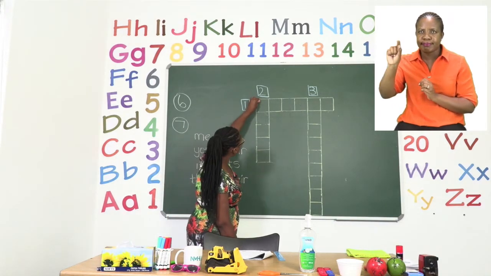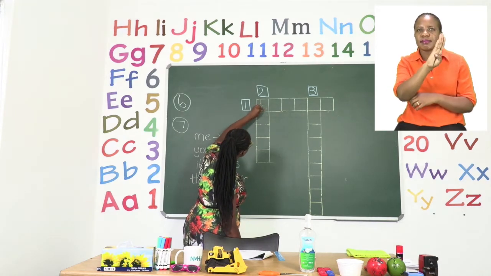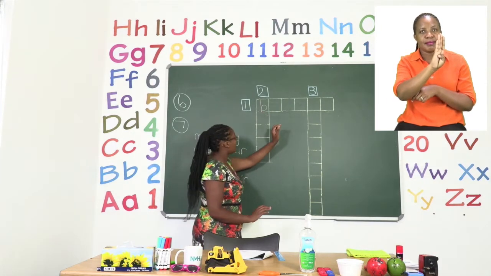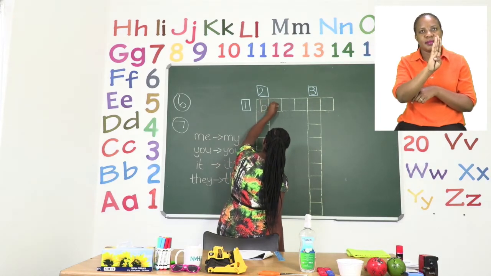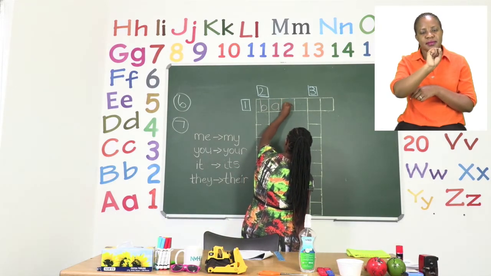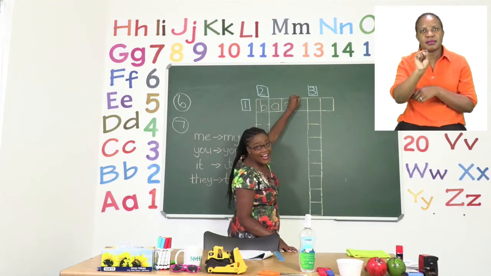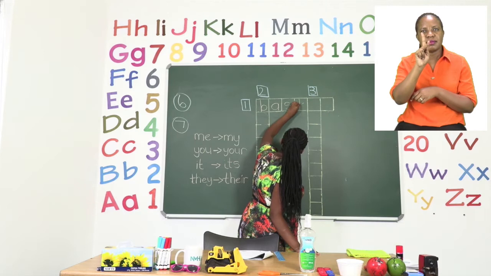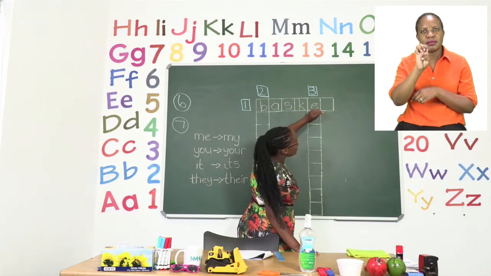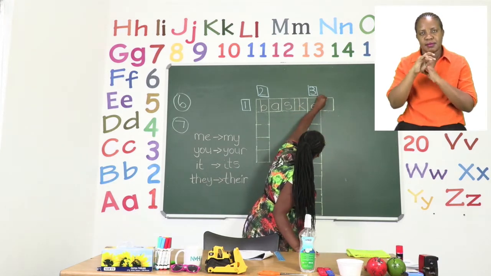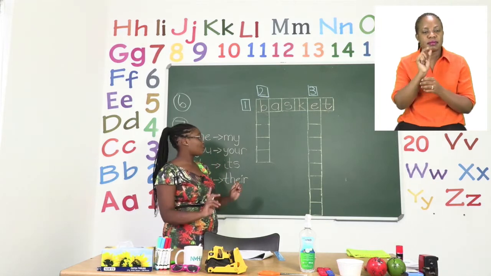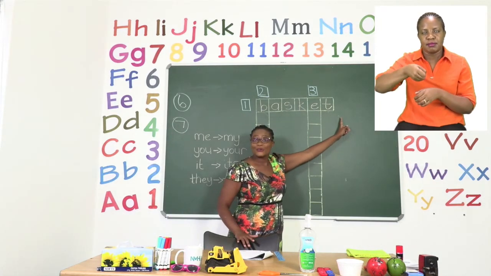Well, we have the first one is a B. So I want you to also follow in your booklet as well. So we have B, and then we put our A. After that, we have our S. And then we have our K. Very good, grade threes. And then we have an E. And last but not least, we have a T. So the word basket is our first word, and we know that we have to write it across.